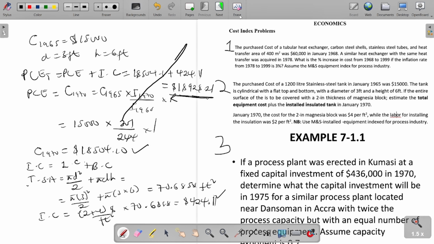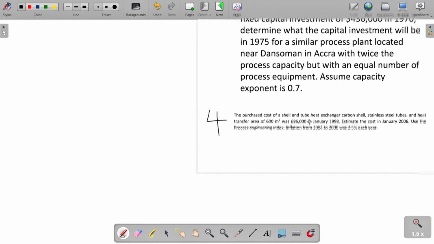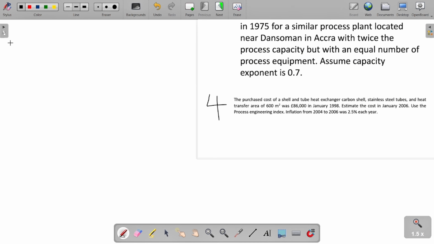So let's solve another question, which is the fourth question, right? The fourth question said that the purchase cost of a shell and tube heat exchanger, carbon steel shell, stainless steel tubes, and heat transfer of 600, in 1999, the cost is 86,000 euros, right? They said to estimate the cost in 2006.